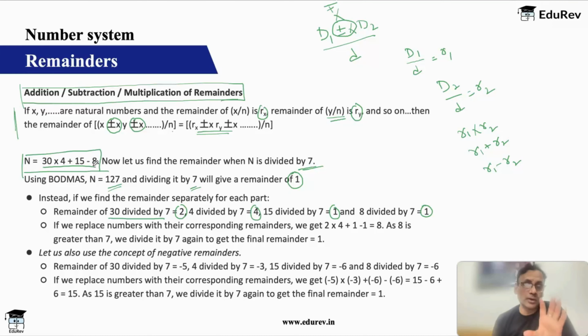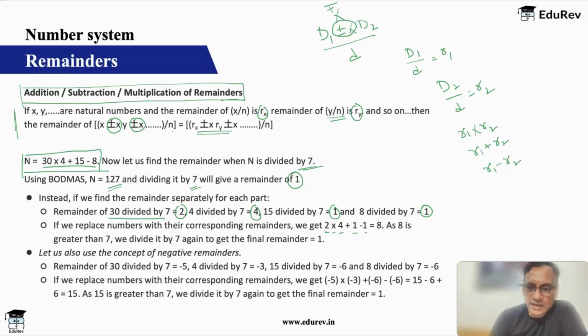And remember, this is a very important part. In division, if you are concerned only with finding the remainder, anytime you can replace the dividend with the remainder. Mark these words. Anytime you can replace the dividend with the remainders, and carry on. So if we replace them, 30 will get replaced by 2 and the signs will remain. Multiply will remain multiply. 4 will get replaced by 4 because the remainder is same. 15 will get replaced with 1. 8 will get replaced with 1. All the signs will remain.